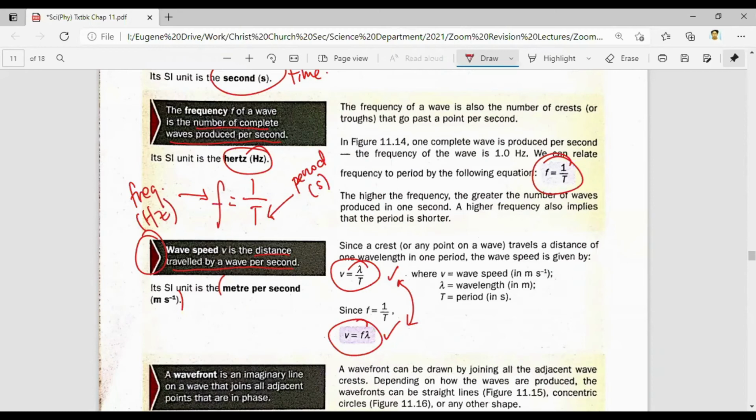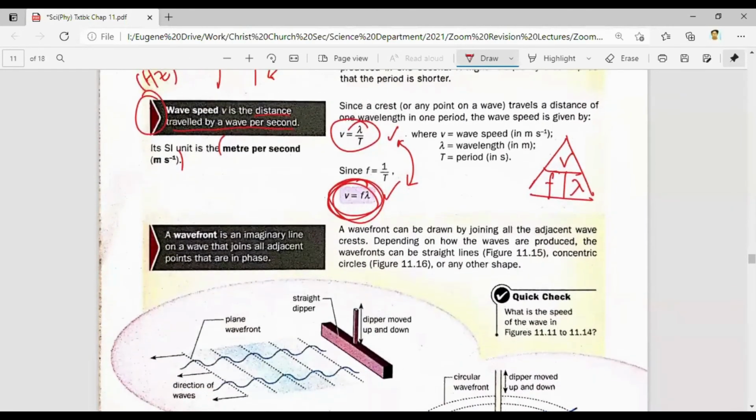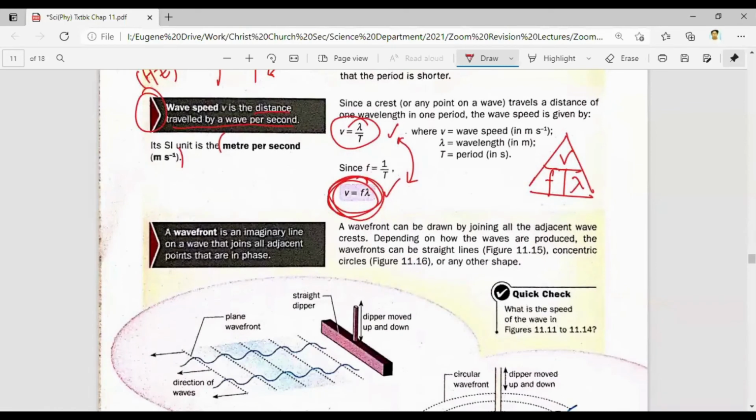My suggestion is to stick to v equals f lambda, because once you get a period, you can always find the frequency, and from the frequency, you can always apply this formula. For those of you whose math is always struggling, who cannot do the manipulation properly, or get confused when bringing terms over, you can use a triangle. This is the triangle for v equals f lambda.